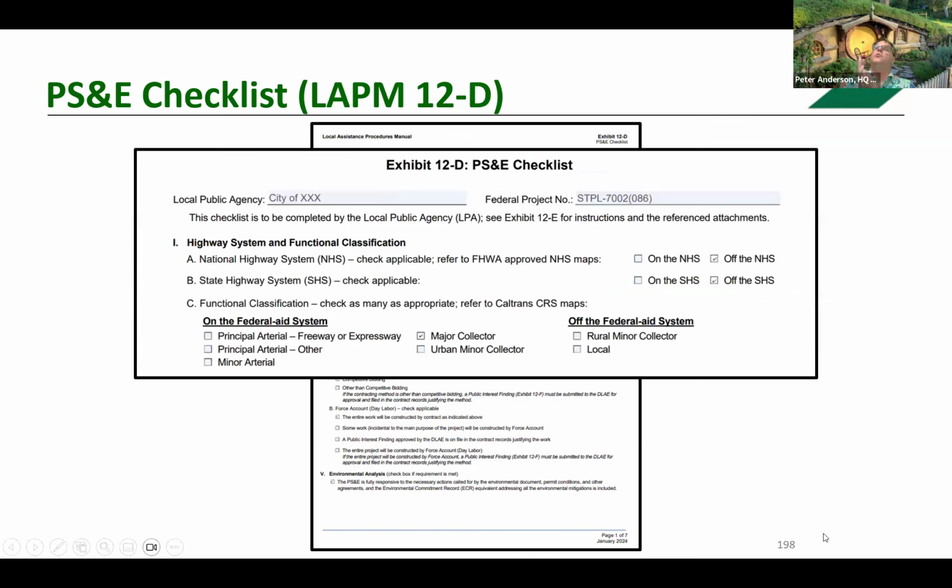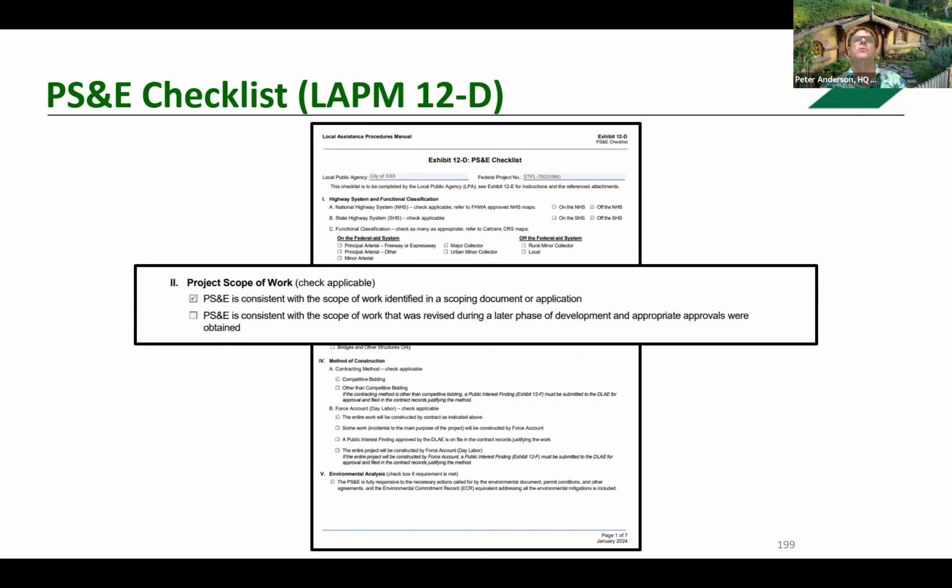So just a couple things we're looking at. Part one, confirming the route classification. We asked about this route classification multiple times, and it's important that it be consistent. And of course, our project was a major collector. Part two, PS&E consistent with the scope identified in the scoping document. So what scope is this? In most cases, it's the F-TIP, ensuring that this is consistent with the F-TIP.